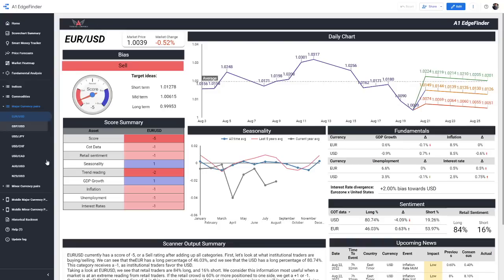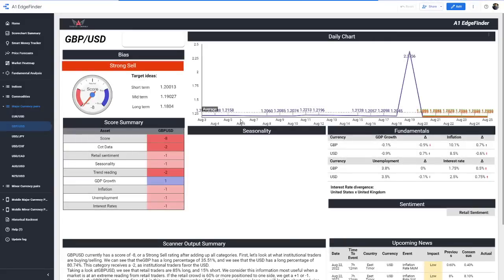All right, so I wanted to switch gears. We're also talking about the pound USD. Let's look at the pound. And the pound is getting a strong sell. And as this loads in, just give it a second. But we're seeing the pound get a strong sell rating, and in several categories, this thing is getting beat out.